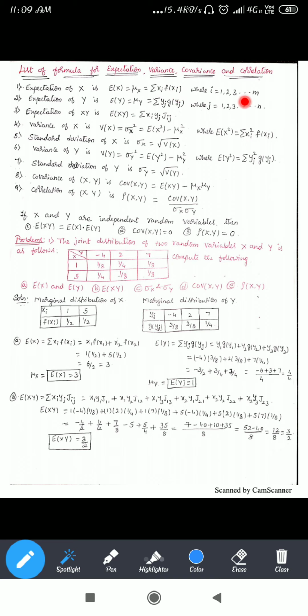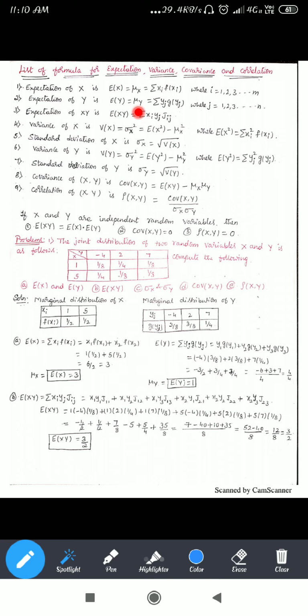Then E of y is yj into g of yj. If it is three elements, it means x1 f of x1 plus x2 f of x2 plus x3 f of x3, like that we have to add. So that is E of x. Then E of y, same thing: y1 g of y1 plus y2 g of y2 plus y3 g of y3, up to where it ended. So this is E of y. Then E of xy, same thing, x into y into jij. So we need the probability distribution table to find E of xy.